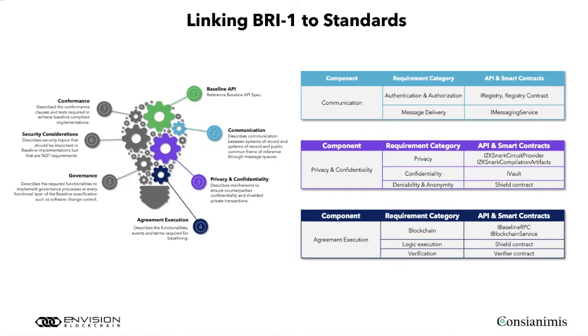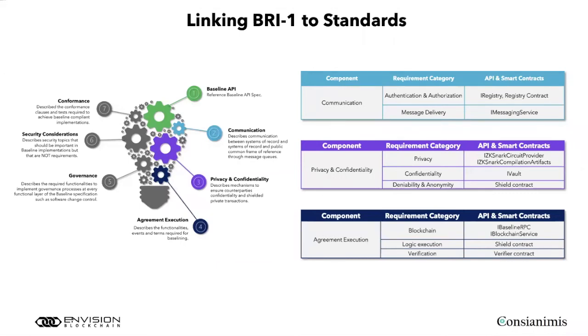As you could see, components 5, 6, and 7, which are governance, security considerations, and conformance, while we can talk to them, are not really front and center, right? That's not really the purpose. The purpose is to showcase how you can leverage the baseline APIs, the communication component, the privacy and confidentiality, and also the agreement execution.